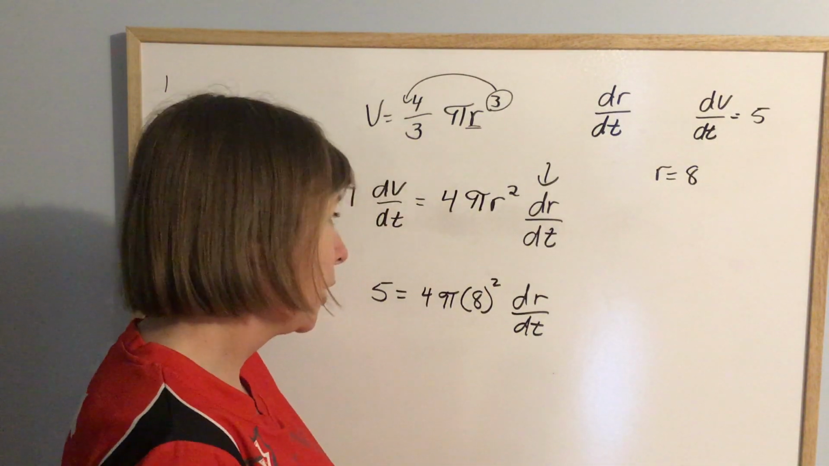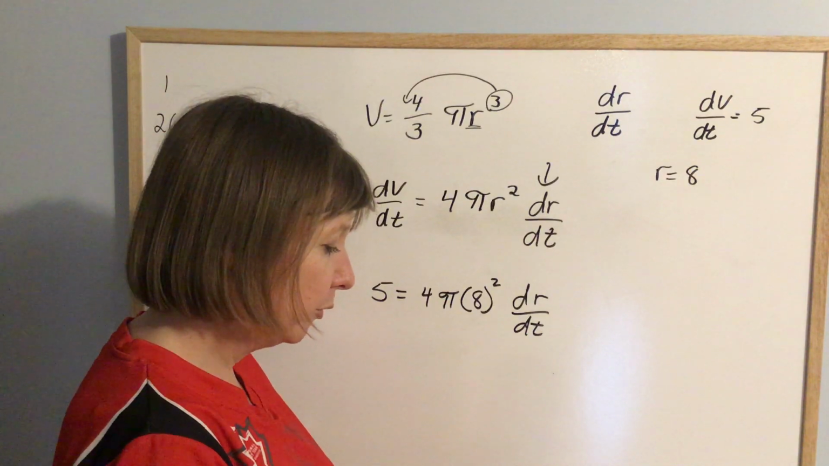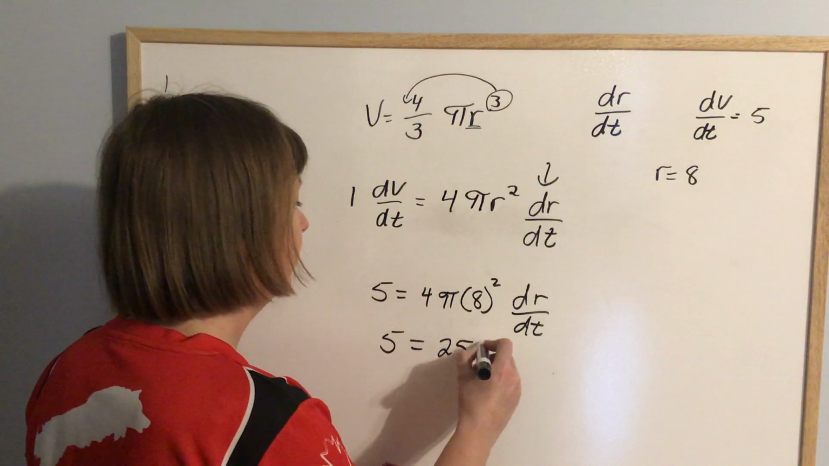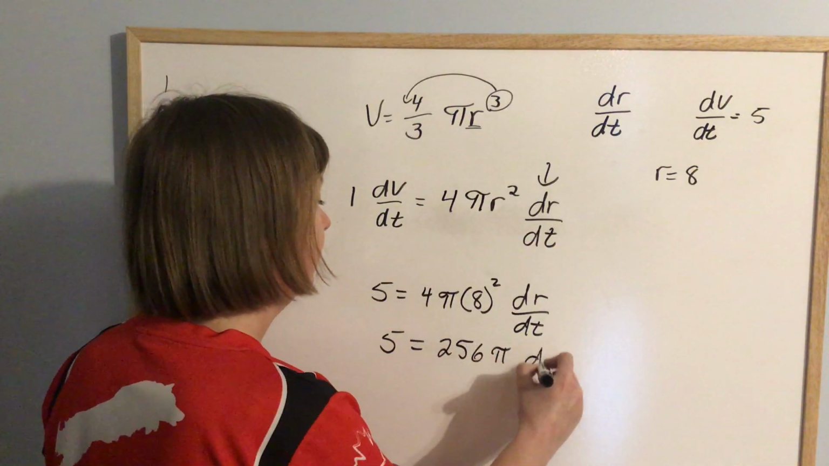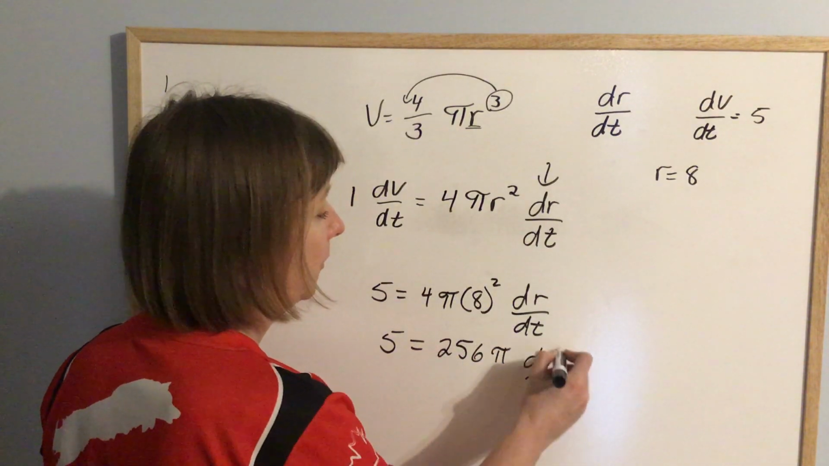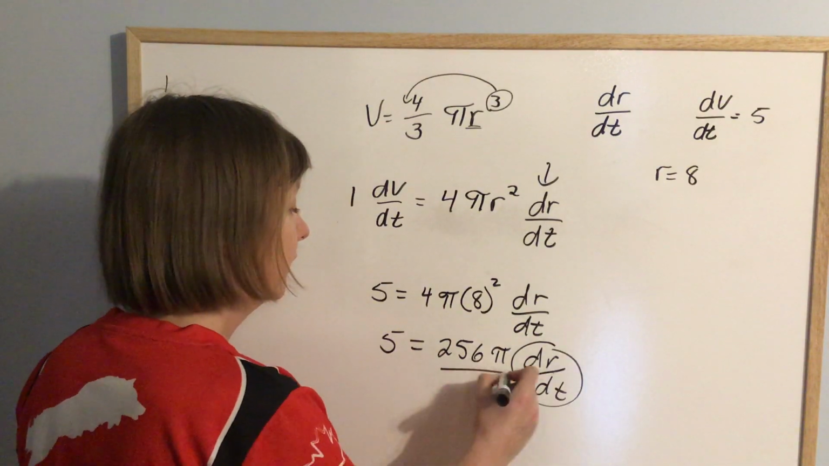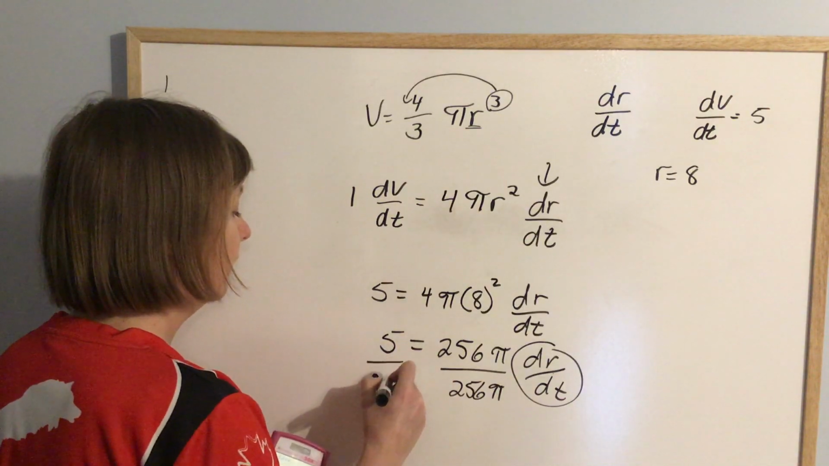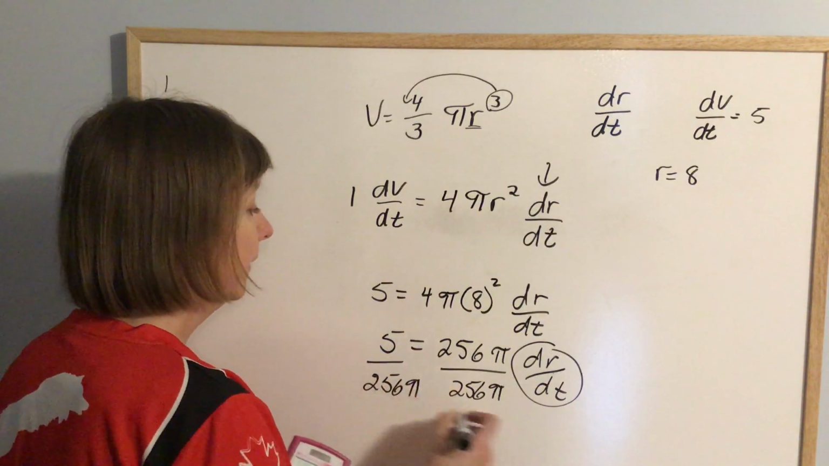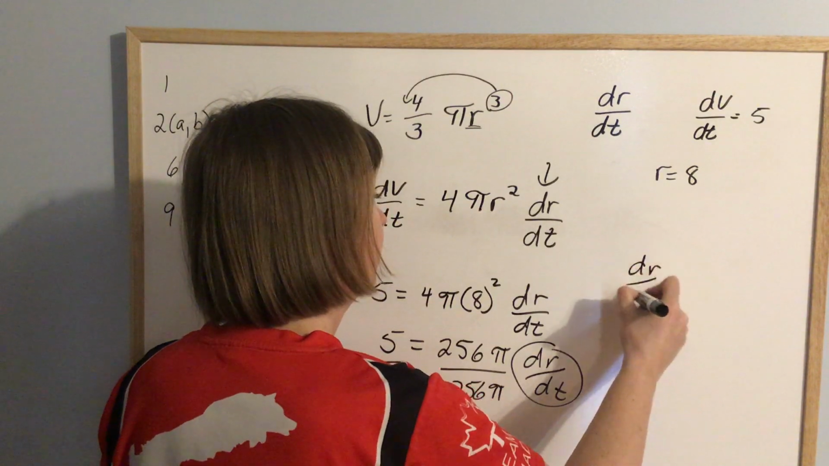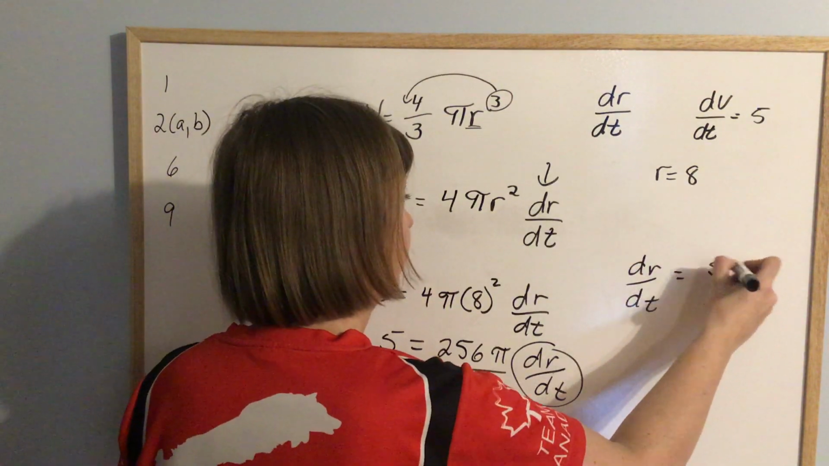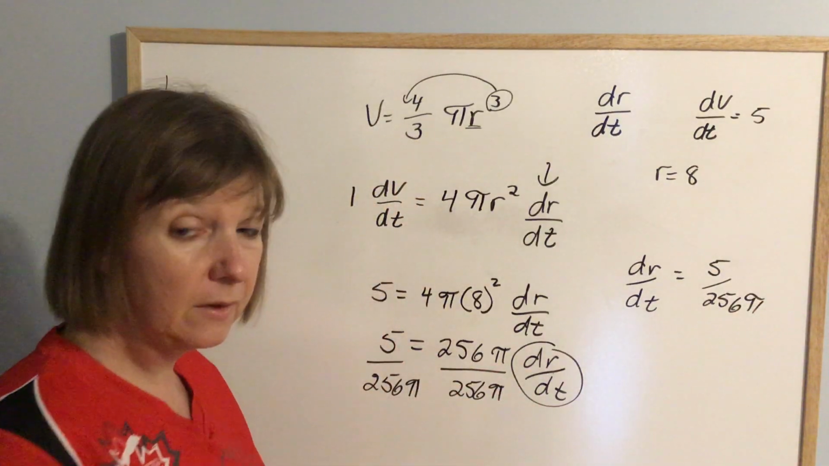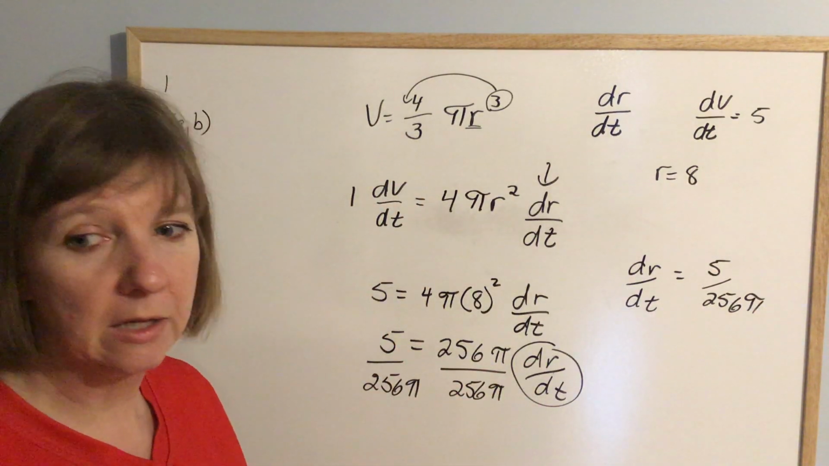All right, maybe more. 64 times 4 is 256. So I have 5 is equal to 256 pi dr over dt. Now remember, I'm trying to isolate that. So I'm just going to divide by 256 pi. So dr over dt is 5 over 256 pi. Ta-da! And you just leave it like that.